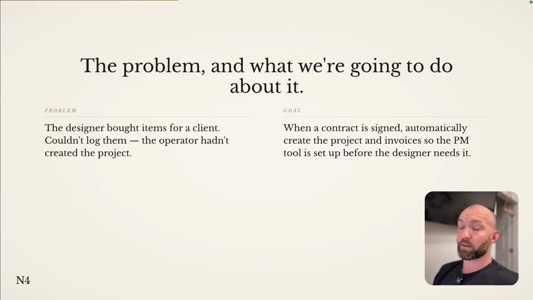Now, this build I'm going to show you is grounded in a real problem we ran into in 1584, and that's that the designer bought items for a project, but she couldn't log them because the operator hadn't created that project in the software that we made for 1584. So the goal is, whenever a new contract is signed by a client, we want to automatically create the project and the associated invoices in that software I mentioned so that everything is set up before the designer needs it, and also so that the operator doesn't have to be a part of that process.